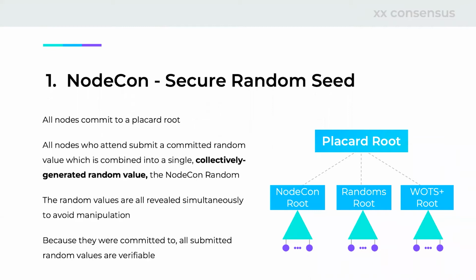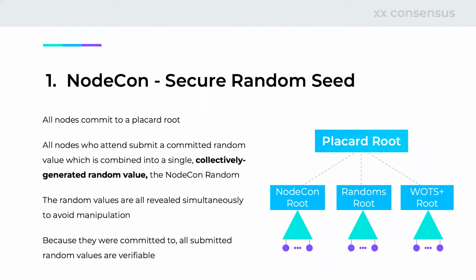We publicly combine all these values into a single random value using a hash function or, say, an XOR. And because these values were committed beforehand, anyone can verify that they haven't been manipulated to influence the random. So basically, everyone who attends NodeCon will take a secret value from this NodeCon root tree. They'll all combine it together using a hash function or an XOR function into a single value.